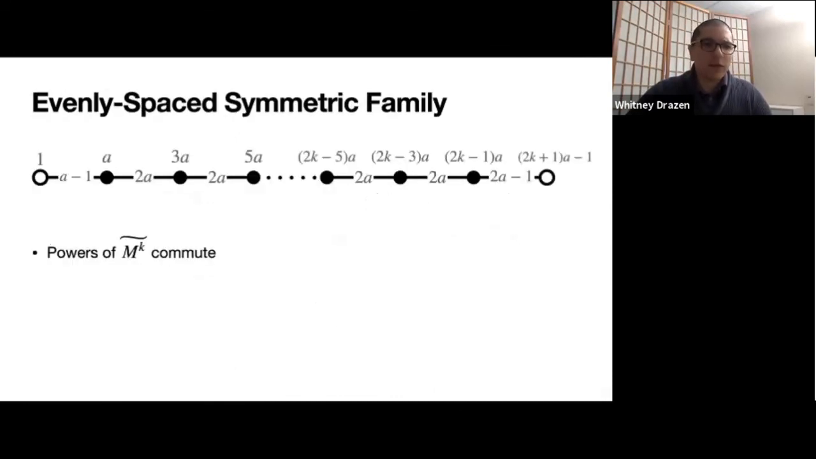Okay. So let's go into some families of examples. One family of examples is where we have A, 3A, 5A, so all odd multiples of A are the vertices, and we have some (2k+1) times A minus 1 vertices total.